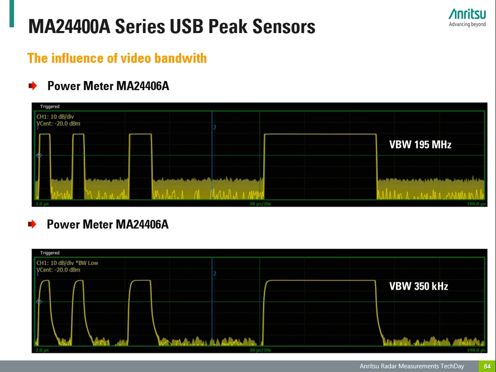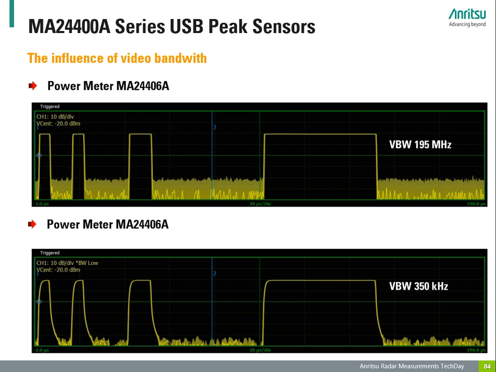Here in another example, we can see a quadruple pulse train from the Anritsu rubidium signal generator. This time the MA24406A was employed. You can clearly see the unique advantages of the 195 MHz VBW capability. However, a rule of thumb for the relationship of video bandwidth to rise time is the equation: video bandwidth is equal to 0.35 divided by the rise time.